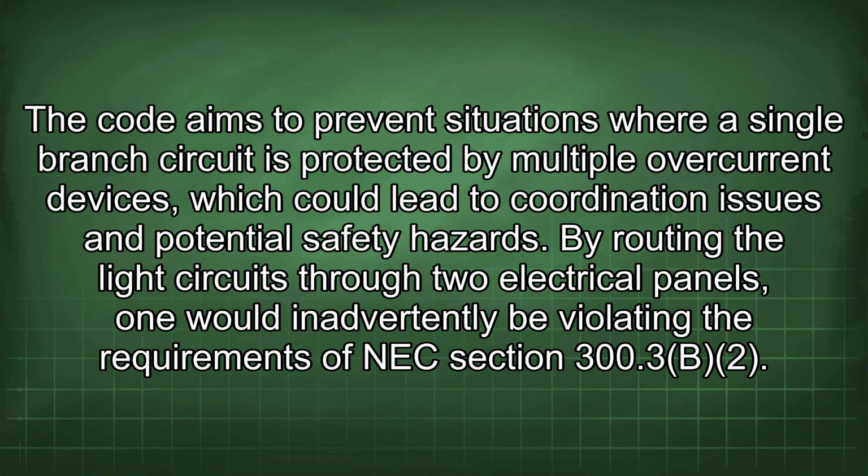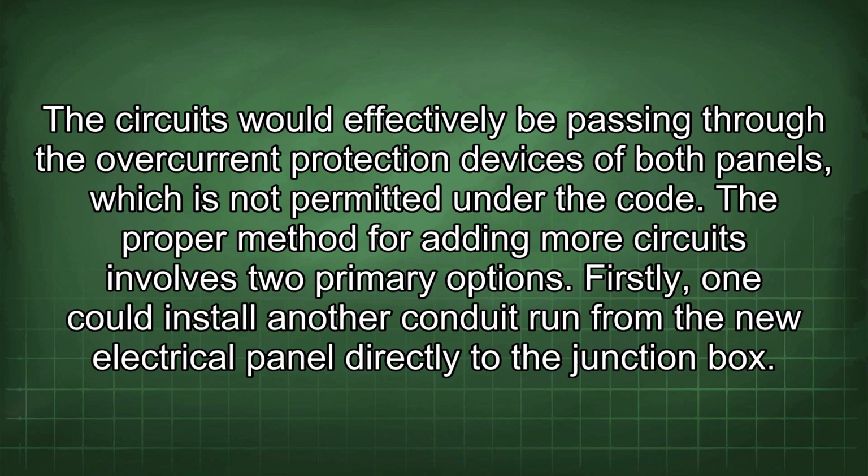By routing the light circuits through two electrical panels, one would inadvertently be violating the requirements of NEC section 300.3(B)(2). The circuits would effectively be passing through the overcurrent protection devices of both panels, which is not permitted under the code. The proper method for adding more circuits involves two primary options.